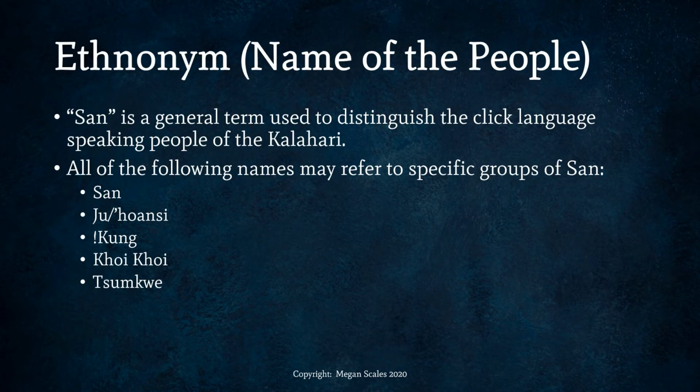Here we go, ethnonym. An ethnonym is a term for the name of the people. So we try to use the name of the people that they call themselves, or at least the most specific or accurate name we can. The term San is a more general term, used to distinguish the Click language speaking people of the Kalahari. All of the following names may refer to specific groups of San. So the San people, the Jawasi, the Kung, which is the old name for the Jawasi, now we call them the Jawasi, Khoikhoi or Tsumkwe, which can refer to a people or a place.